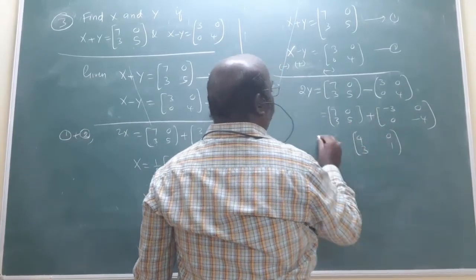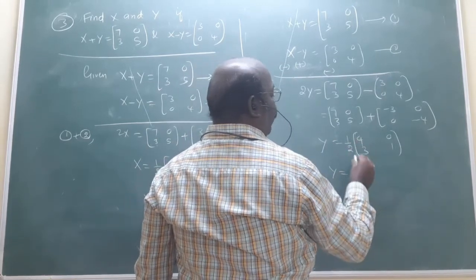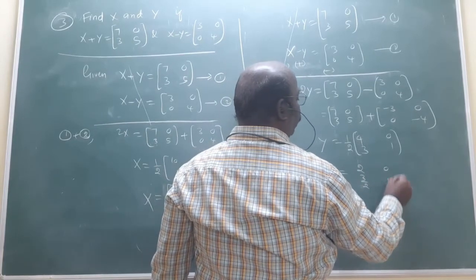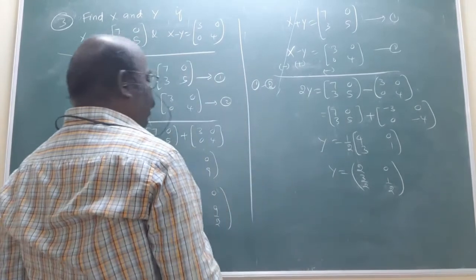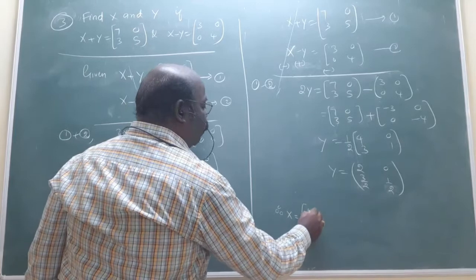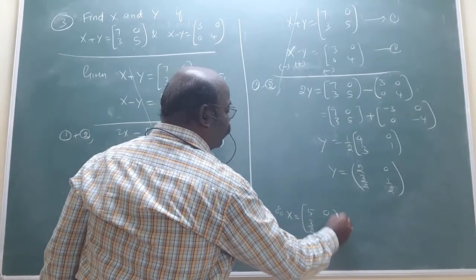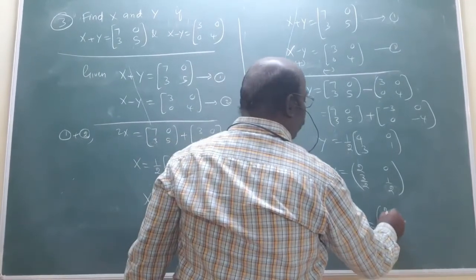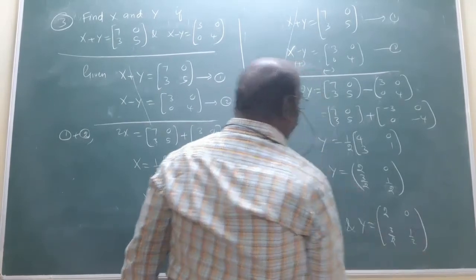You want the cross multiplication? No. You want Y now? Y equal to 1 by 2, that is divided by 2: 2, 0, 3 by 2, 1 by 2. Okay. This is that. Therefore, the final conclusion is: X equal to 5, 0, 3 by 2, 9 by 2, and capital Y equal to 2, 0, 3 by 2, 1 by 2.